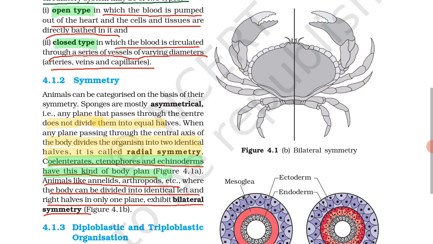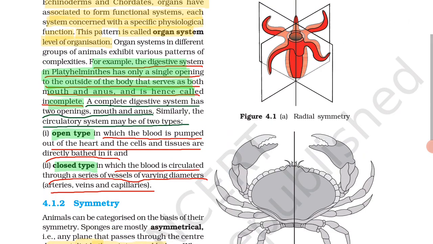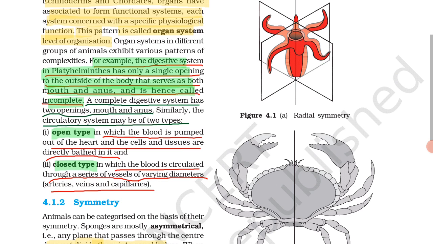Next we are going to learn about bilateral symmetry. So what is bilateral symmetry? When the body can be divided into identical left and right halves in only one plane, it exhibits bilateral symmetry. We have seen that in radial symmetry the body divides the organism into two identical equal halves. It means that from anywhere they take a section, the body divides into two identical halves.